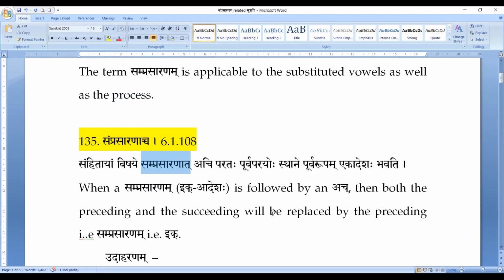Then Samprasaranam is followed by any vowel. Then in the place of both preceding as well as succeeding, what will happen? Purva is the Adesha. What is Purva? Purva is Samprasaranam, right? Samprasaranam here refers to the Adesha, not to the process, because the process cannot be the replacement. So it is the Ik letter. The Ik letter will be the Adesha in the place of both preceding and succeeding. Like in Guna Sandhi, where both the preceding and succeeding are replaced by the Guna letter or Vriddhi letter, we do the same thing here also, because it is under section 61108, which has Ekah purva parayoh.